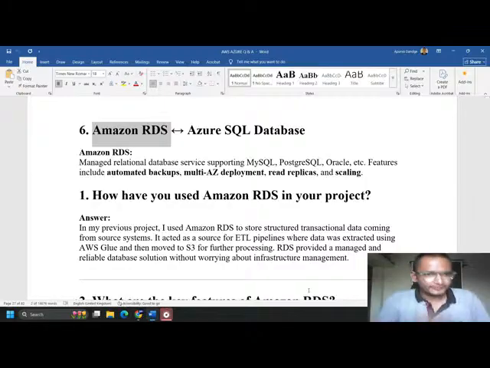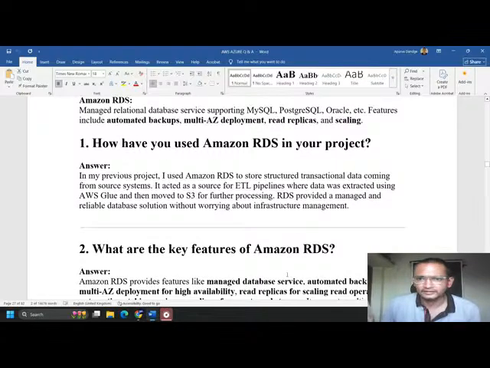Amazon RDS. Amazon RDS is a managed relational database service supporting MySQL, PostgreSQL, Oracle, etc. Features including automated backup, multi-AZ deployment, read replicas, and scaling. Okay. How do you use Amazon RDS in your project?